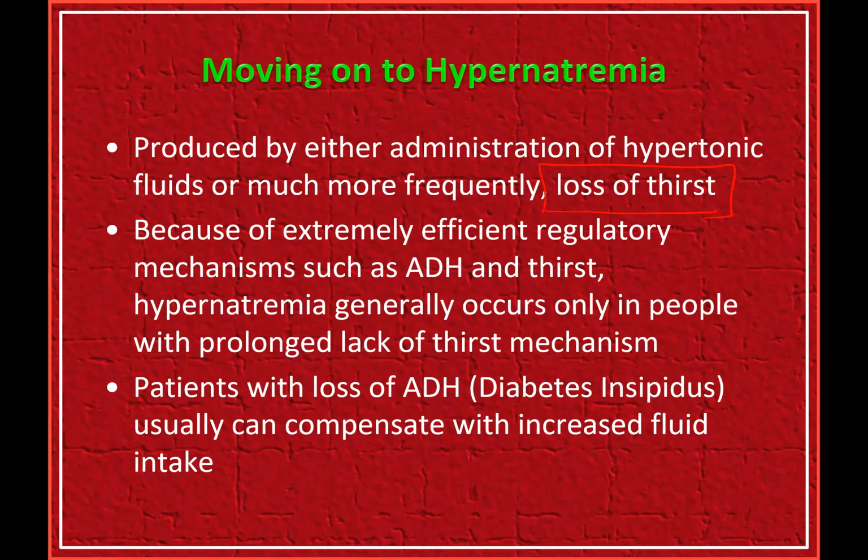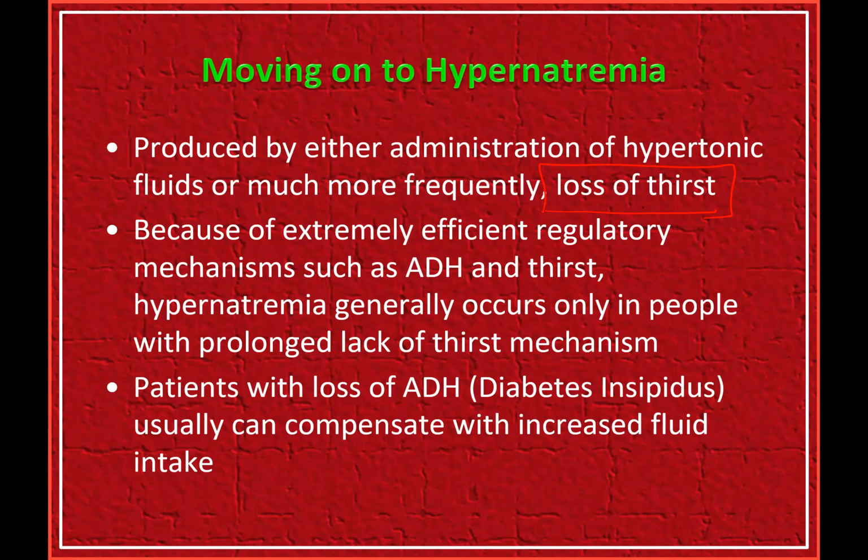Or inadvertent administration of hypertonic fluids can also produce hypernatremia. Because of extremely efficient regulatory mechanisms, we have wonderful mechanisms in the ADH and thirst. Two things are there: antidiuretic hormone to retain water and reduce the hypertonic state, or stimulation of the thirst center to bring in more water by way of drinking more fluid. Both ways, the hypernatremia is generally negated and corrected, except with prolonged lack of thirst mechanism. But thirst center failure is the common cause.